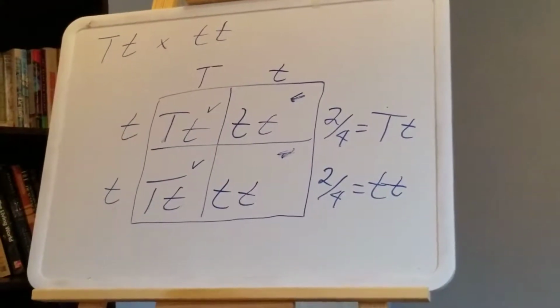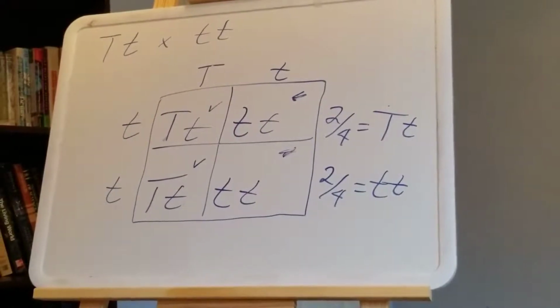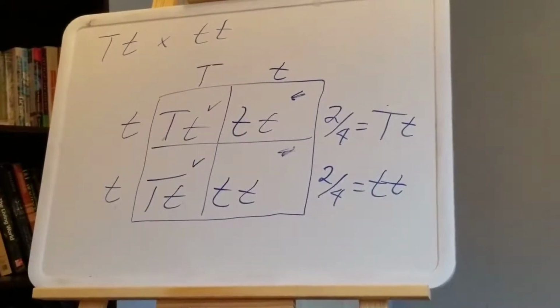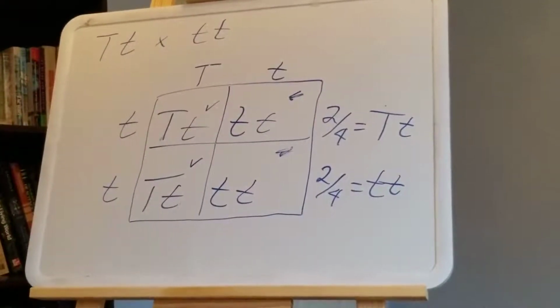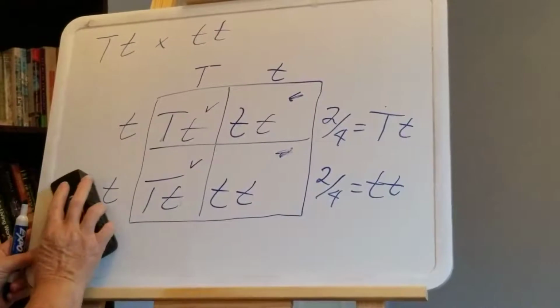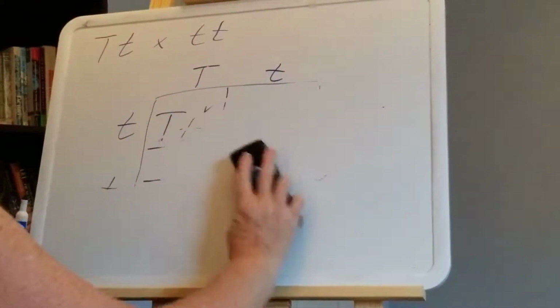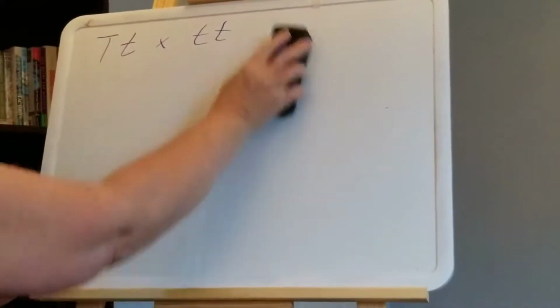Now we're going to move on to an example of what we call incomplete dominance. In this case, one trait is not completely dominant over the other. One of the classic examples of this is dealing with snapdragon flowers. If you have a big R, we're going to call that the red flower, the red snapdragon.